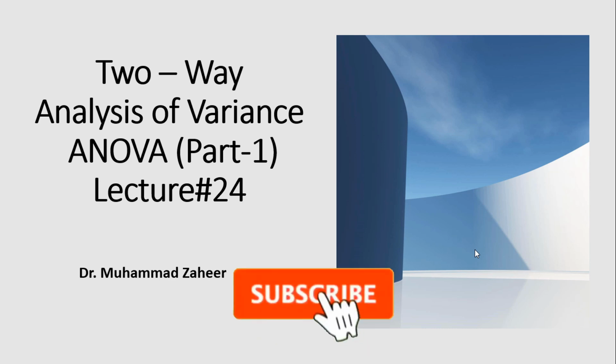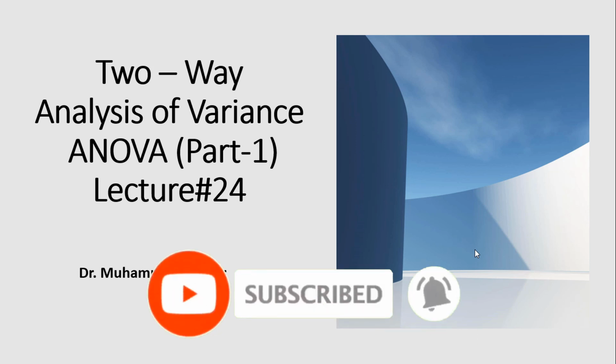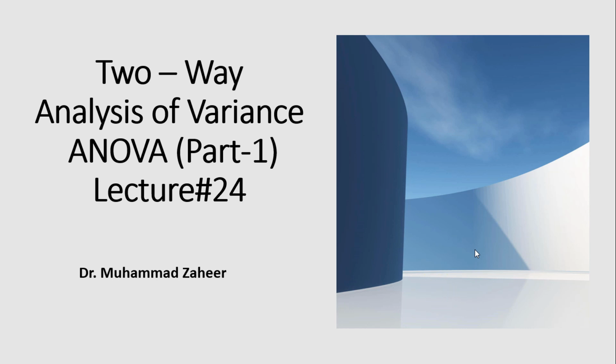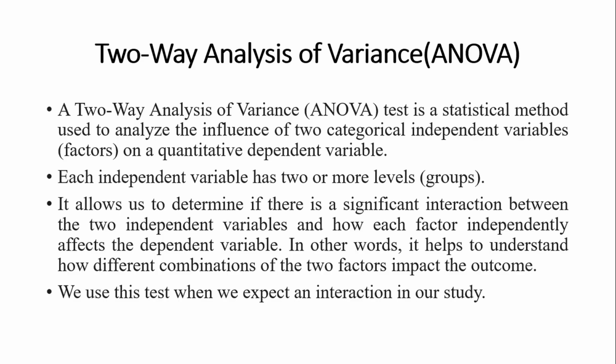In lecture number 23 we discussed one-way analysis of variance. In today's video we shall discuss two-way analysis of variance, and this is part 1 of the two-way analysis of variance series. Two-way analysis of variance is a statistical method used to analyze the influence of two categorical independent variables, which are also called factors, on a quantitative dependent variable. Each independent variable has two or more levels, or you can call them groups. For example, the variable of gender might have two groups or two levels, male and female.